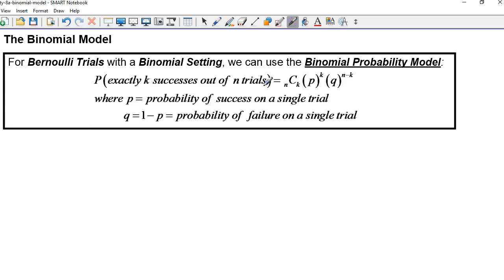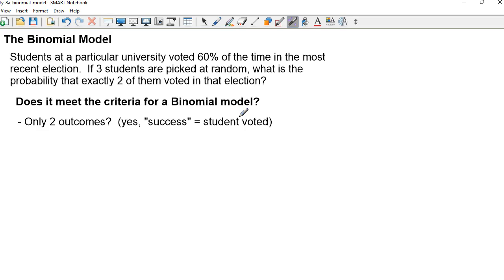Okay, so for Bernoulli trials with a binomial setting, we can use the binomial probability model, which we can state more generally this way. The probability of having exactly k successes out of n total trials is n combination k times p to the k power times q to the n minus k power, where p is the probability of success on a single trial, and q is the probability of failure on a single trial, which would be 1 minus the probability of success.